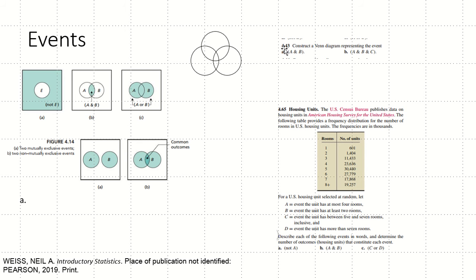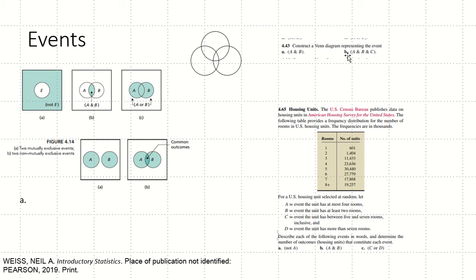Question 4.43 says construct a Venn diagram representing the event. A Venn diagram is basically this picture here with the circles. It says draw the diagram for A and B. Well, we have that picture right here, and then you have the shaded region in between.